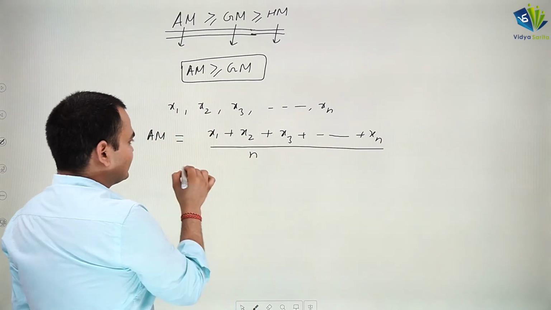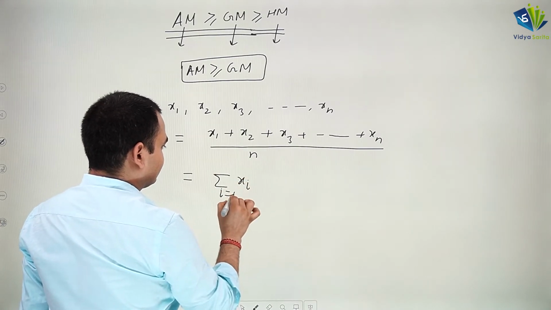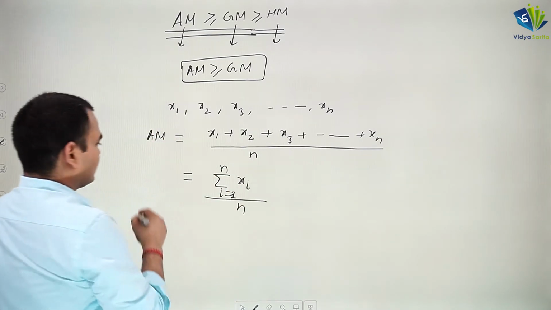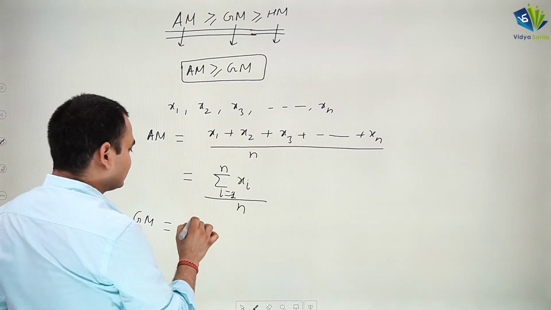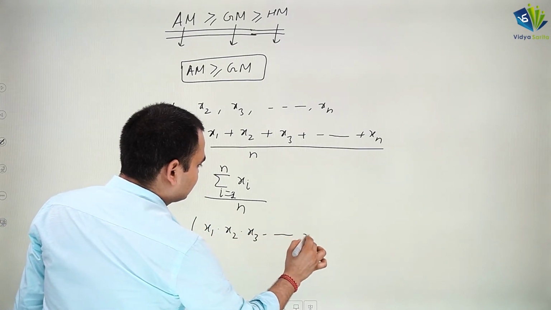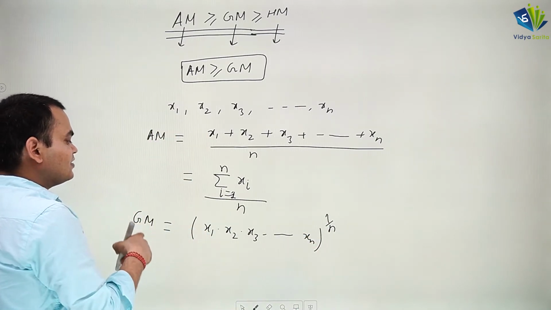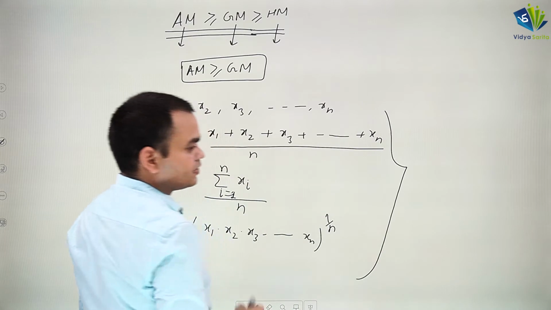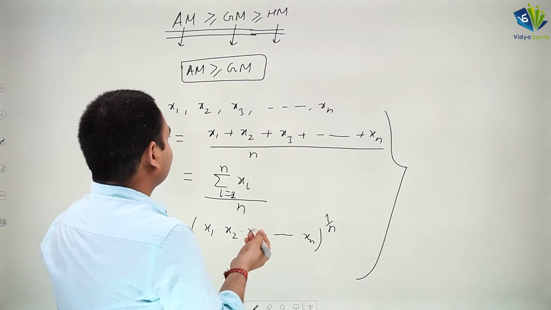This is also represented as the summation of xi, i equal to 1 to n, upon n. What is geometric mean? Geometric mean means whatever quantities are given, multiply all of them, x1, x2, x3 up to xn, whole to the power 1 by n. So how do we apply AM ≥ GM? This concept is very important and many questions have been asked in the past. So let us see how we apply it.